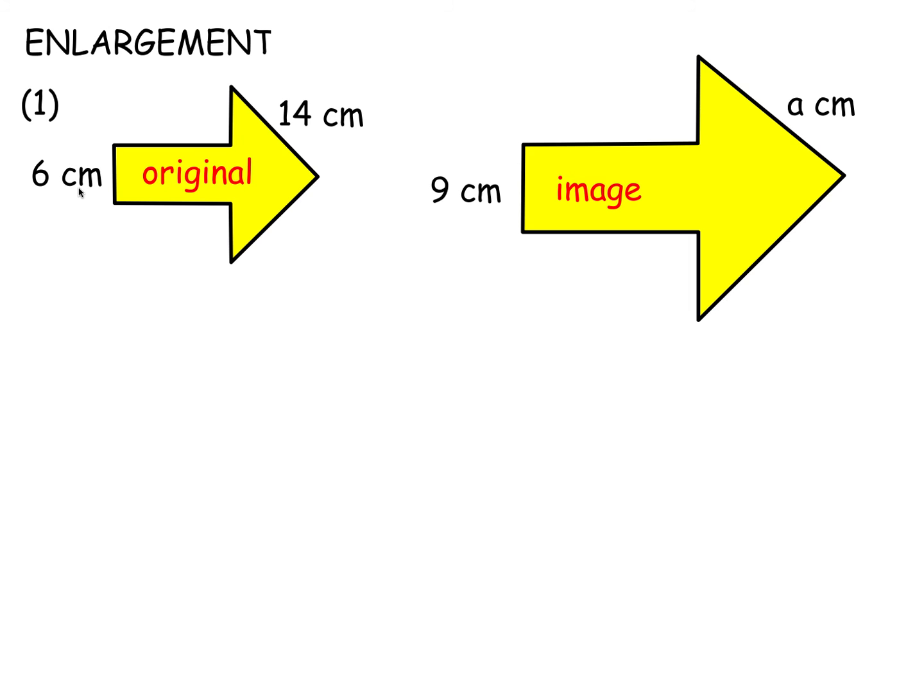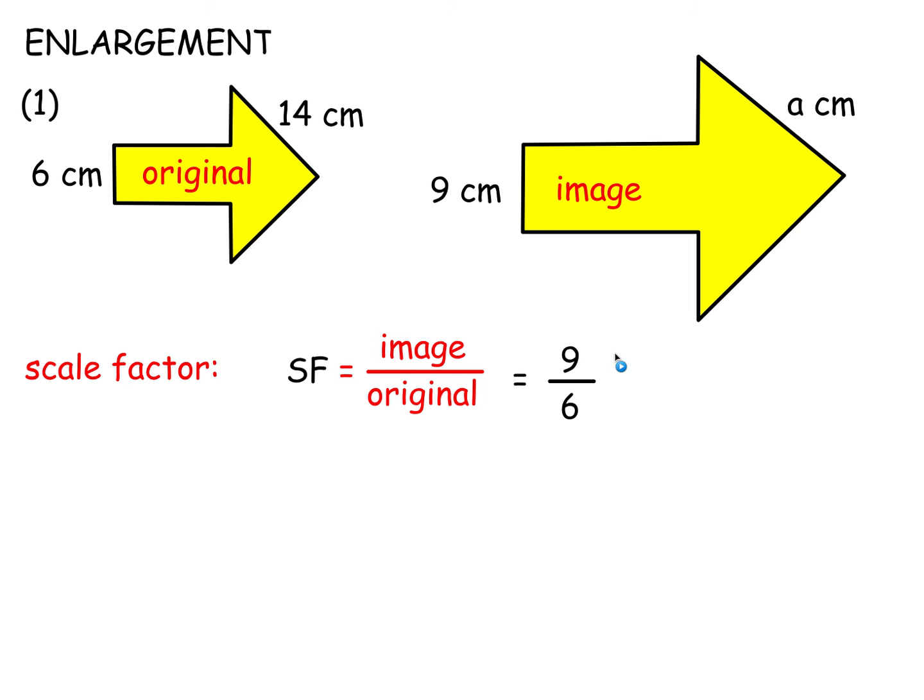Well, we know the 6 has turned into that 9. The 9's the image size, 6 is the original size. The scale factor is image over original. It's the 9 over the 6. That fraction will simplify. 9/6 is the same as 3 over 2. Divide the top number by 3 and the bottom number by 3, and you've simplified the fraction. So a fraction 9 over 6, simplify it to 3 over 2. Keep the fractions as simple as possible, and then you won't need a calculator.